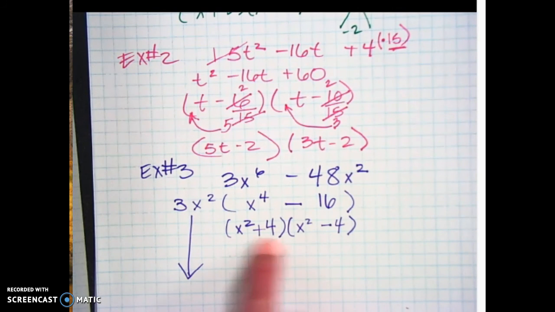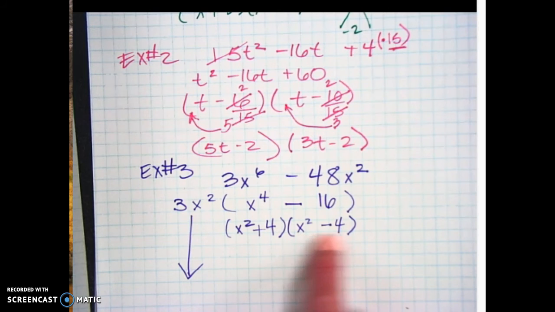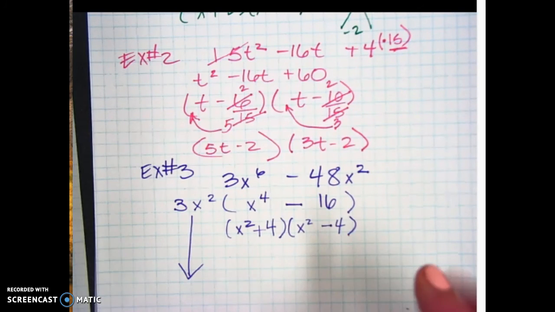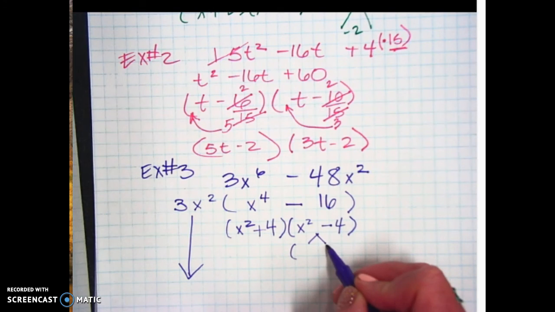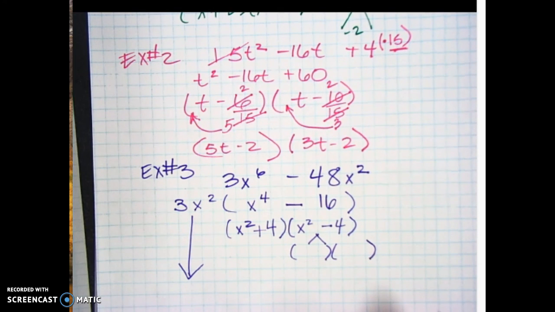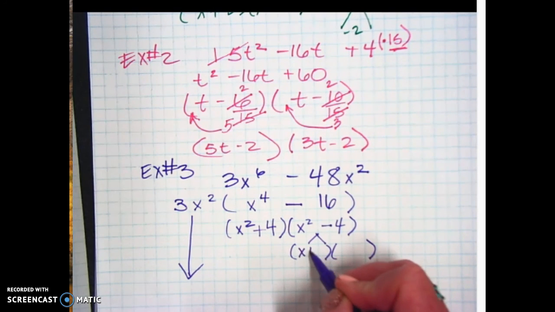Now, we can't factor this anymore, but this second binomial, x squared minus 4, what do you notice about x squared and 4? They're both perfect squares as well. So this one actually factors a second time to what? X plus 2 and x minus 2.